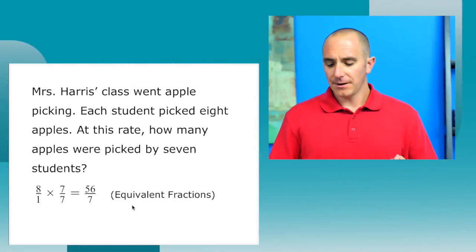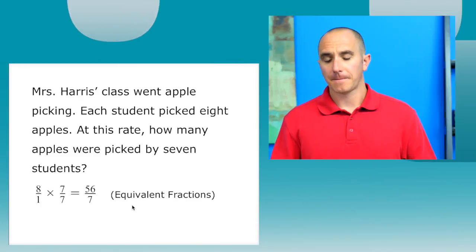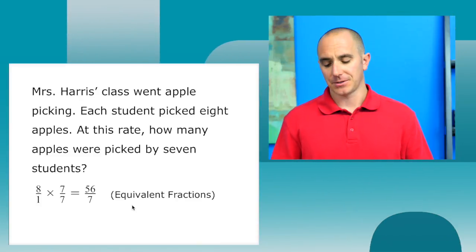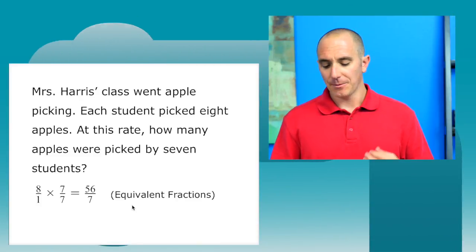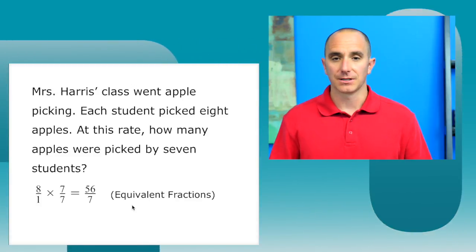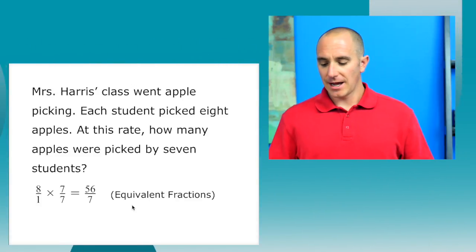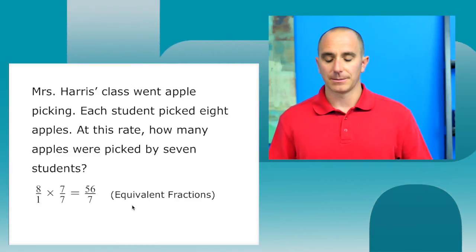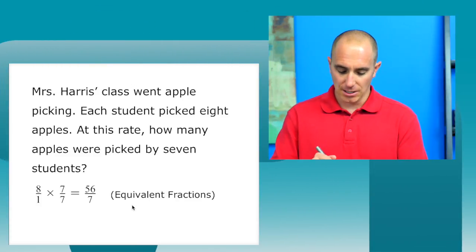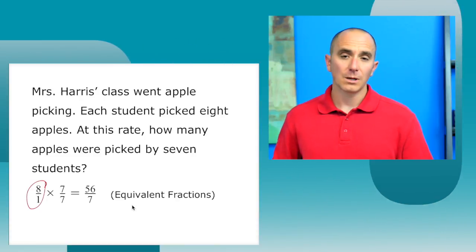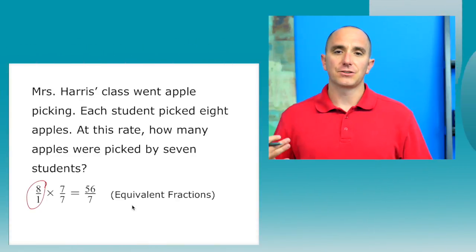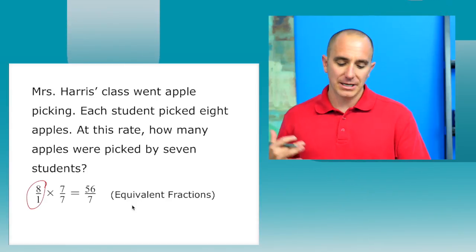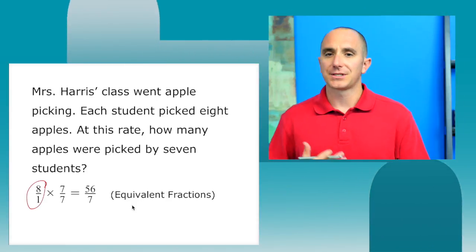All right, Miss Harris's class went apple picking. Each student picked 8 apples. At this rate, how many apples were picked by 7 students? At first we have 8 apples by 1 student. That's that unit rate that we just talked about. So that's this idea right here, where it's 8 over 1. But then I want to know if 7 students went, what would the outcome be? How many apples would be picked total by all 7 students?